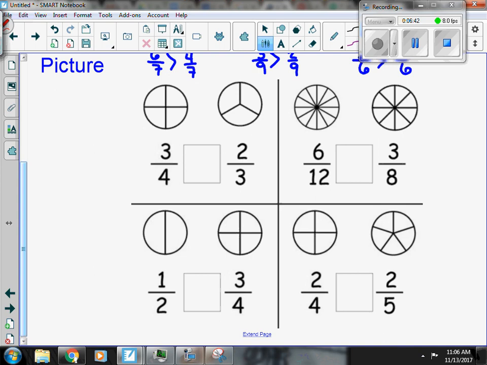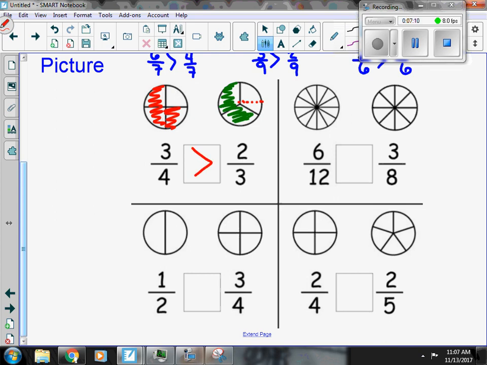So I could do my own shading. I will do 3/4 here and 2/3 here, and I like to shade them in the same order so I can really see which one's bigger. And these are really, really close. But I see my 4th came all the way out, so if I were going to put 4ths on here, it would have to go to there.